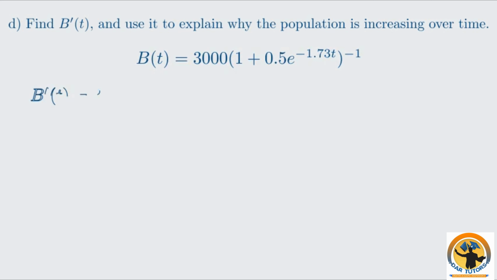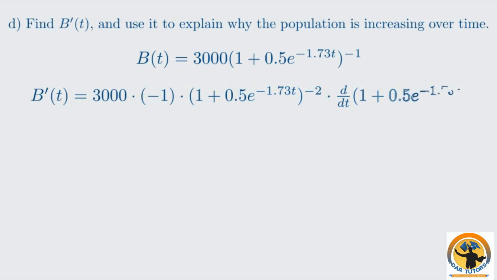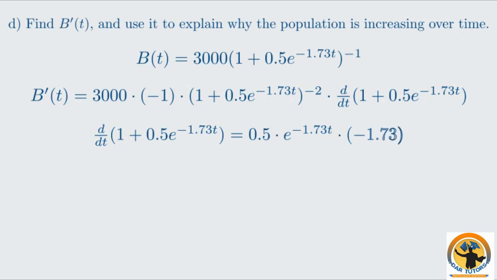The derivative, b'(t), is 3,000 times -1, times the inner function to the power of -2, times the derivative of the inner function. The derivative of the inner function is 0.5 times e^(-1.73t), times the derivative of the exponent, which is -1.73. Multiplying everything together, we get b'(t) = 2595 e^(-1.73t) divided by the square of (1 + 0.5 e^(-1.73t)).